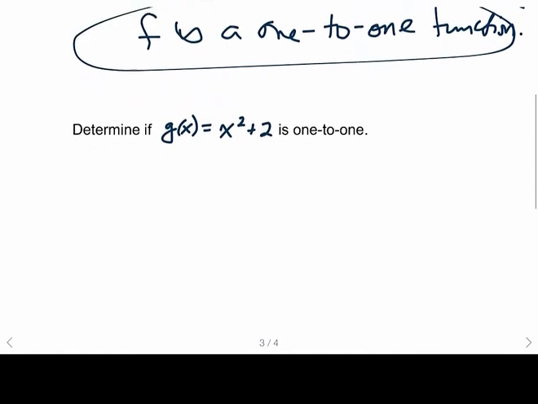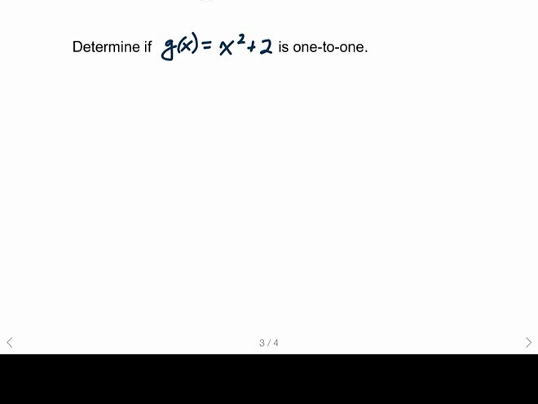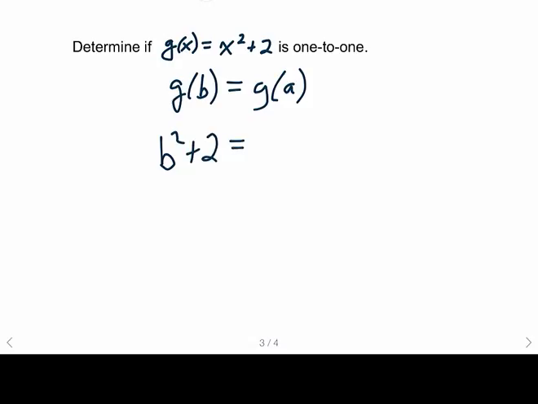Next, we're given a different function, same directions. Determine if g of x equals x squared plus 2 is one-to-one. We're going to start the same way. We're going to assume that g of b is equal to g of a. Well, g of b is going to be b squared plus 2. g of a is going to be a squared plus 2. And what we're looking for is, are we forced to conclude that b equals a? So let's solve for b.